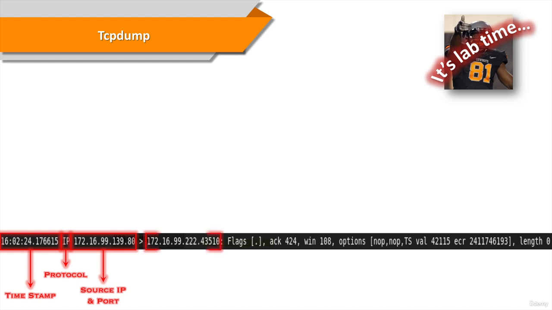172.16.99.139. Now the fourth field is the IP address or host name of the host receiving the packet, along with, for TCP and UDP packets, the destination port. Flags is the TCP segment flag. The packet on the slide doesn't have any flags set other than ACK. ACK is the acknowledgement number in the packet. TCPDump shows sequence and acknowledgement numbers relative to the initial sequence number by default.